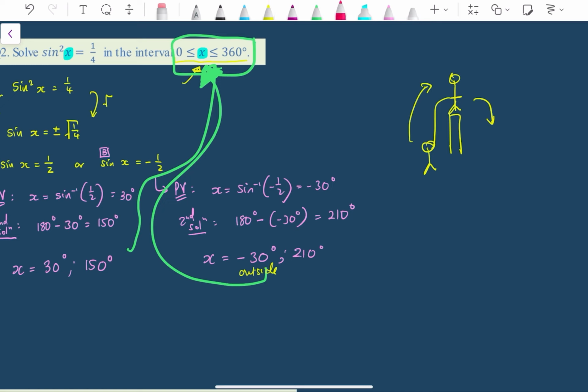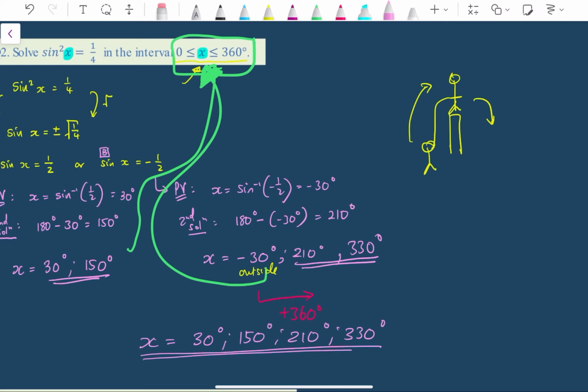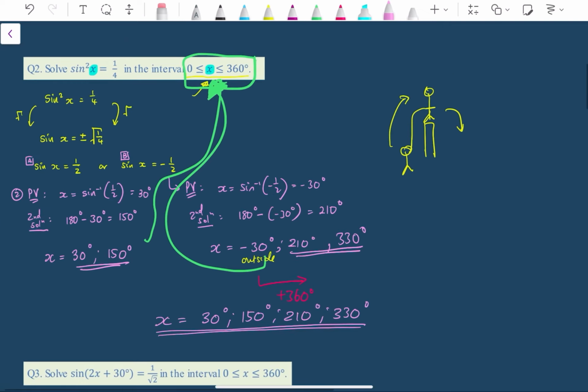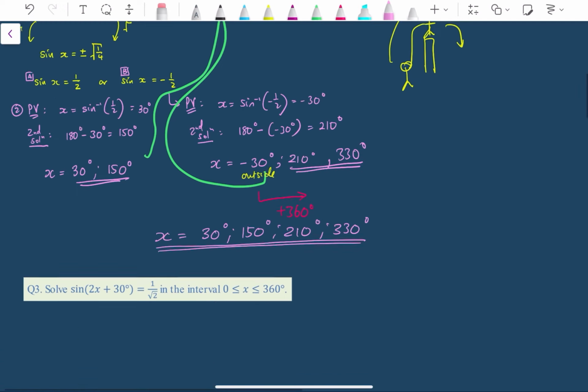And to find that solution, I need to add on 360. So 360 to negative 30 gives me 330. So in total, I have 210 and 330 and 30 and 150. So I always go and summarize that in the end to make sure it is easy to see where my final answer is. Okay. Right. That is example number 2.